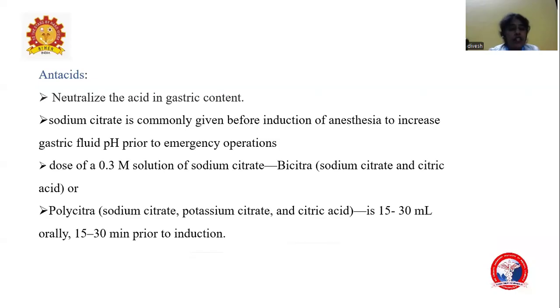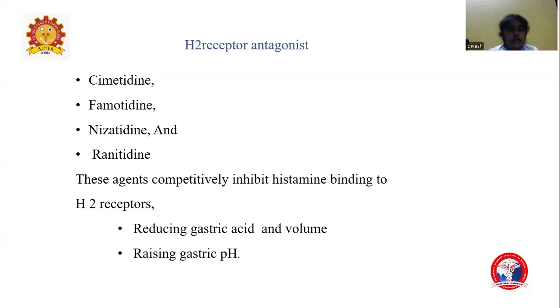Now we are going to see about antacids. Antacids neutralize the acid in the gastric content. Sodium citrate is commonly given before the induction of anesthesia to increase the gastric fluid pH prior to emergency operation. The dose is 0.3 M solution of sodium citrate, bicitra or polycitra, given 15 to 30 ml orally 15 to 30 minutes prior to induction.